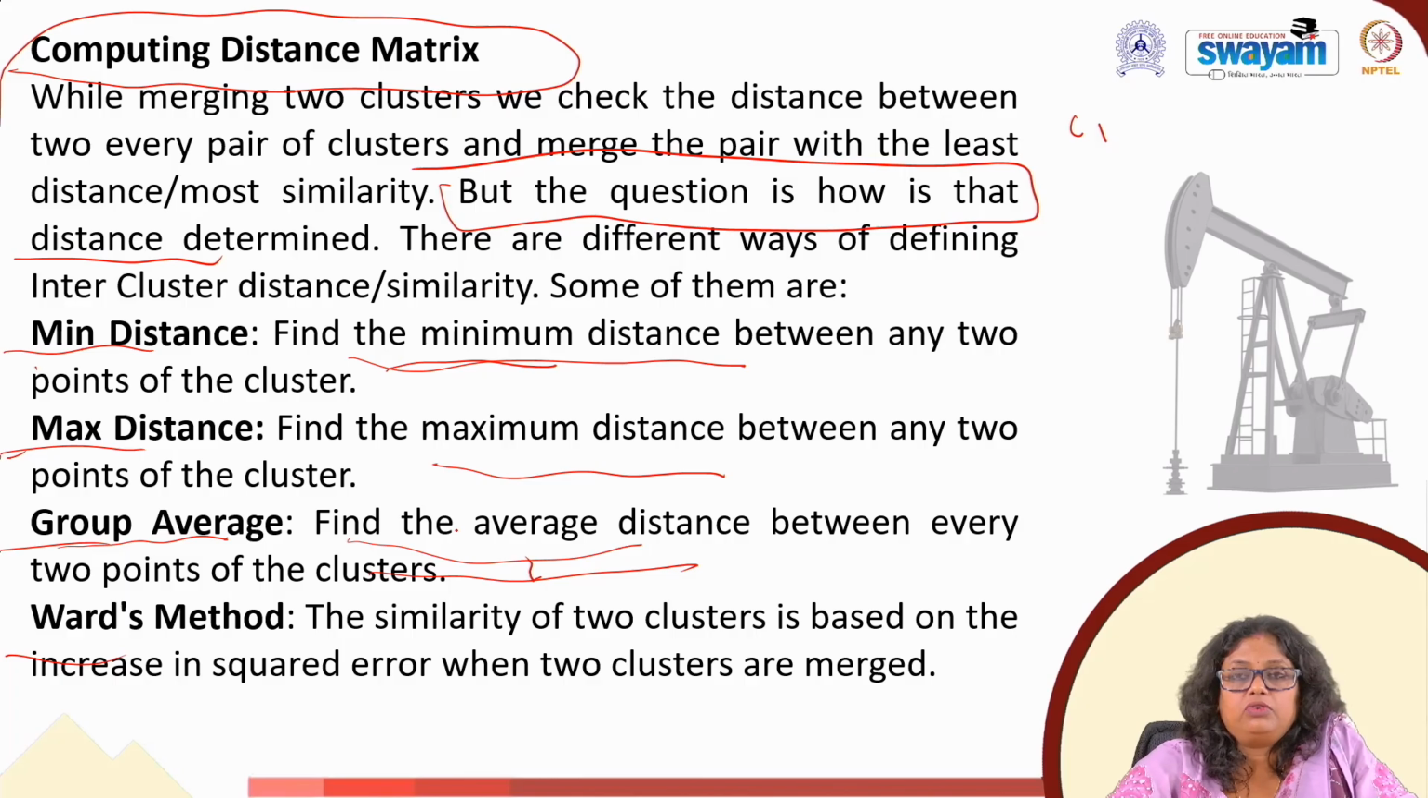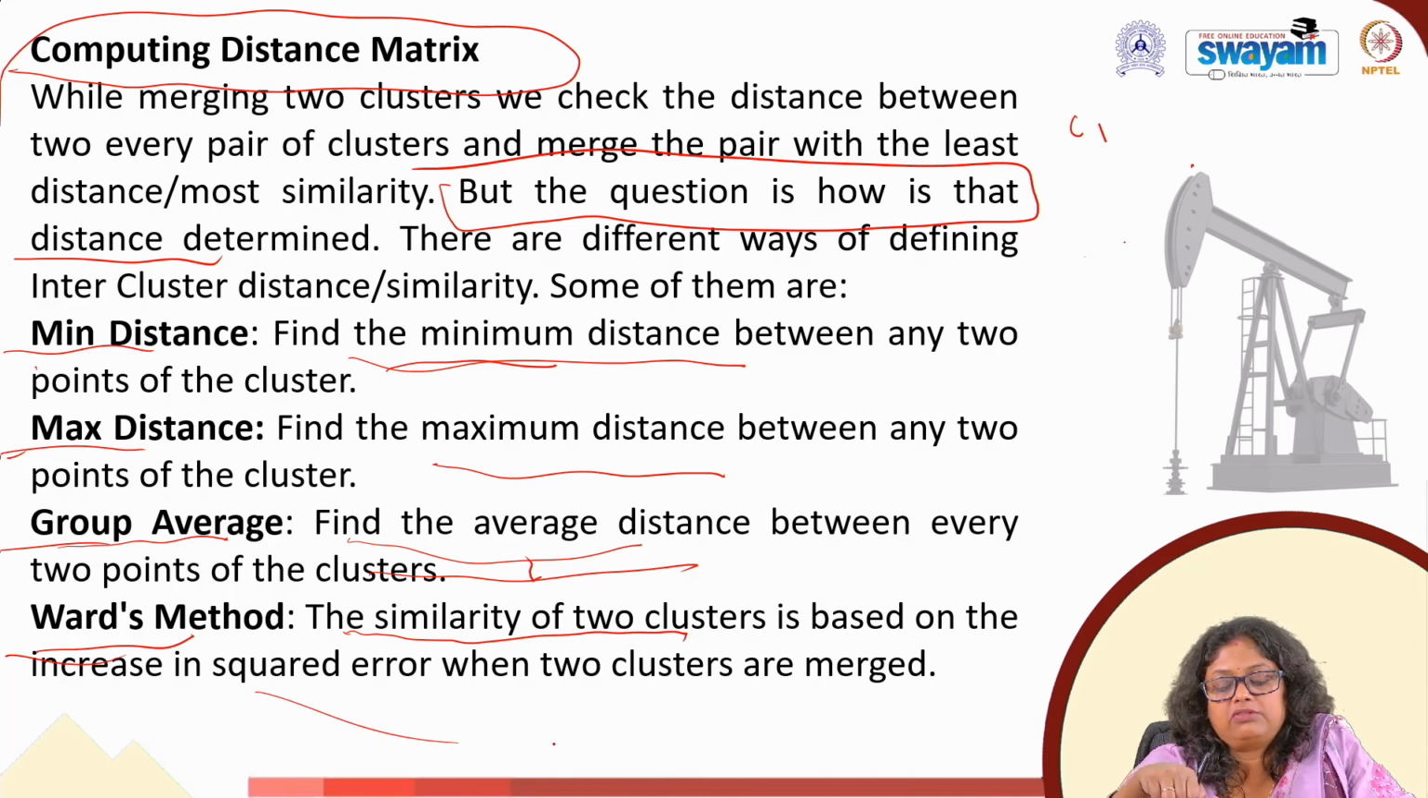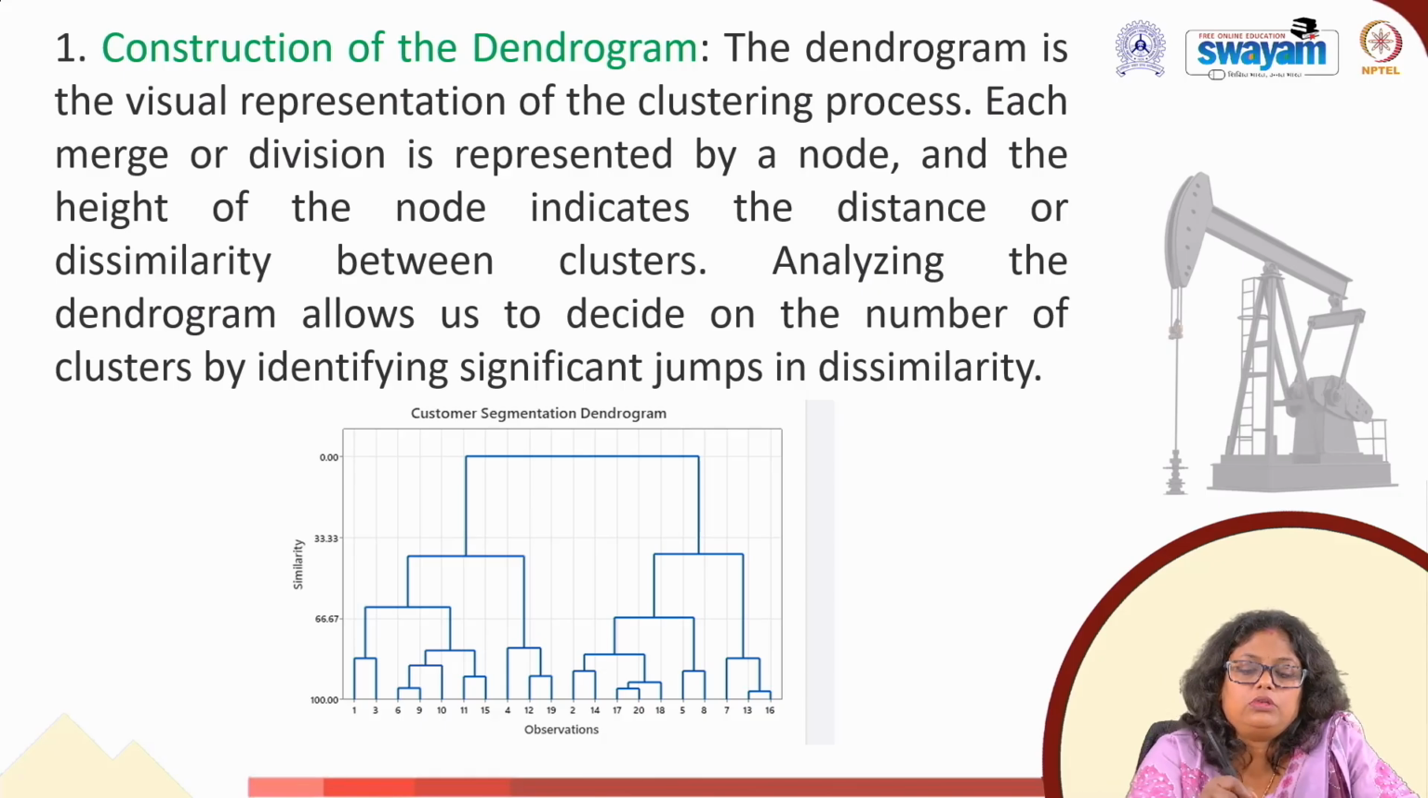So we calculate the average, use that distance as a reference, and then calculate the distance from another point. Then we have the Ward method, where the similarity of two clusters is based on the increase in squared error when the two clusters are merged. Now let's see the construction of the dendrogram.